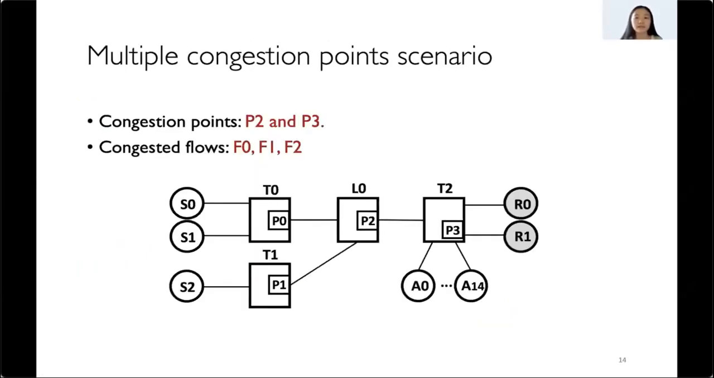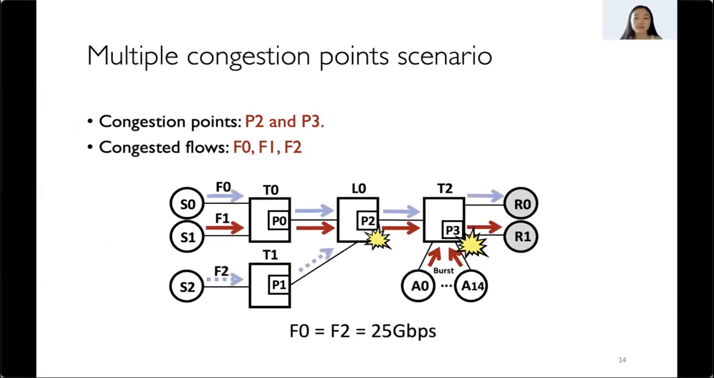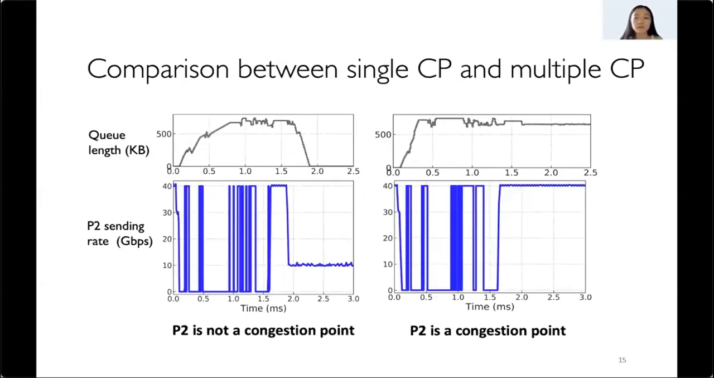Now, we investigate the interaction issue under the multiple congestion point scenario. Similarly, at first, F1 and the burst start at line rate. Congestion happens at port P3. Then F0 and F2 start with a constant 25 Gbps. In this scenario, F0 and F2 are also congested. We focus on the comparison between the single congestion point scenario and the multiple congestion point scenario. We take CEE for representation.